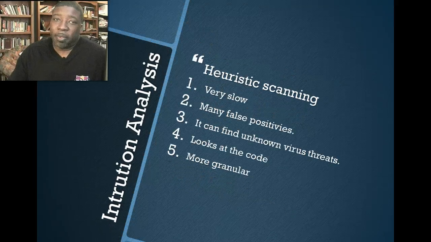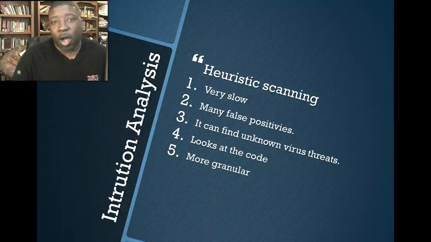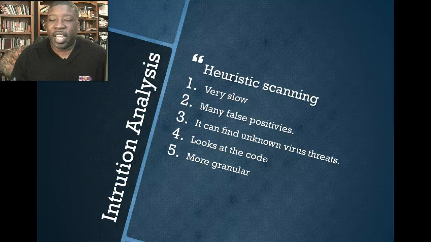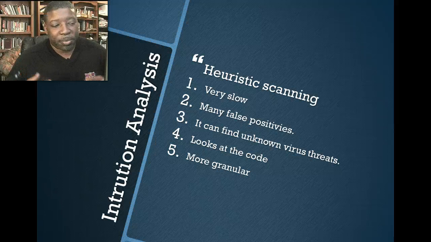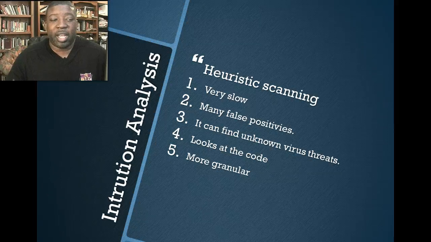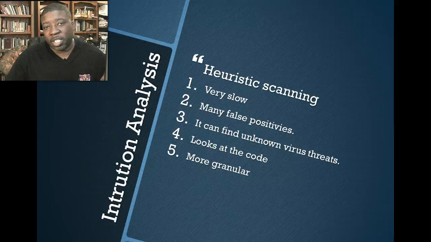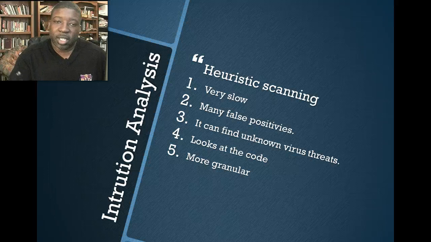Now you've got the very opposite, where it's scanning everything, all of the code. When it's doing this, it's going to find everything, so it produces many false positives. That's the bad part about it. So you've got two ends of the spectrum here, and it's slow. But the good thing is that it can find unknown virus threats by looking at the code. So you may have a database of viruses, but this will find the ones that are not currently known. So that's the good thing about that.